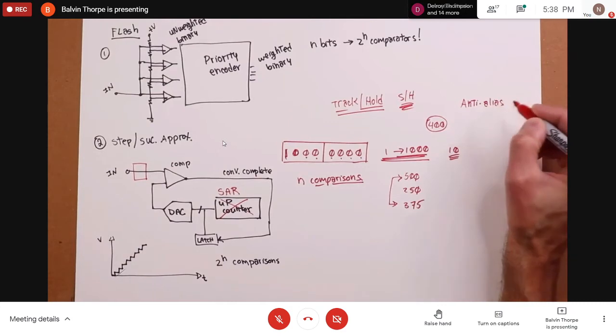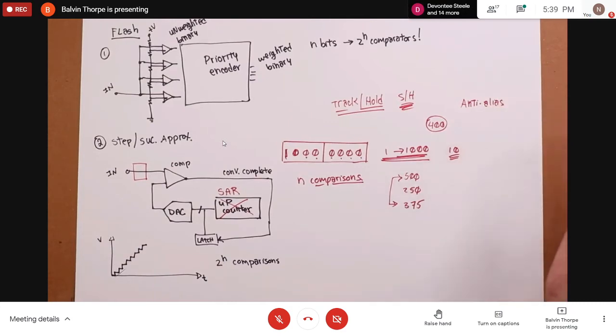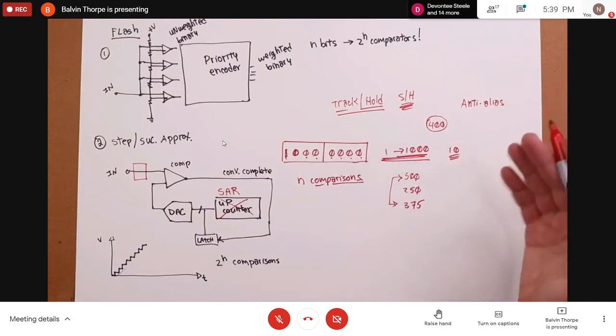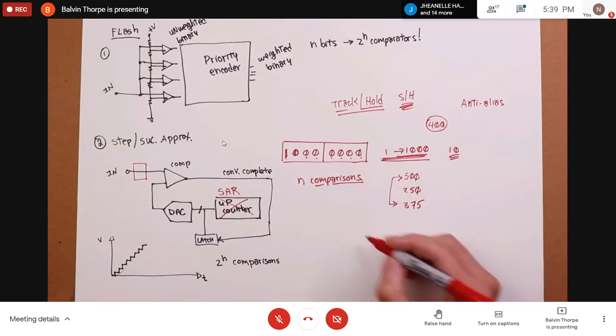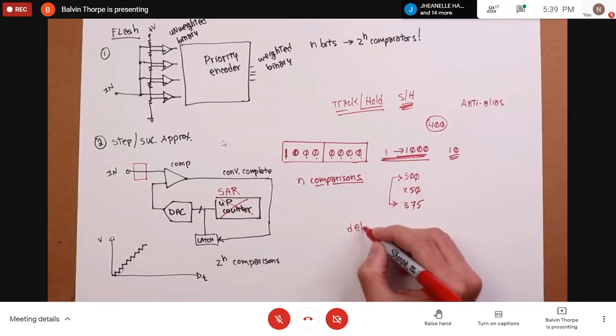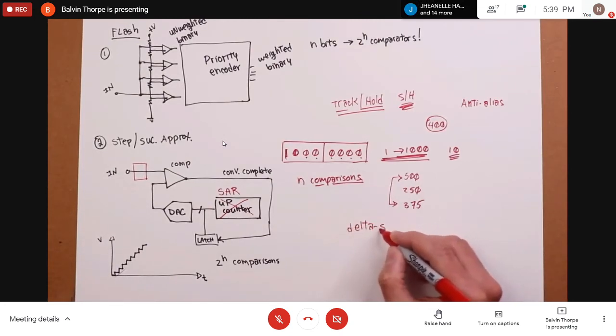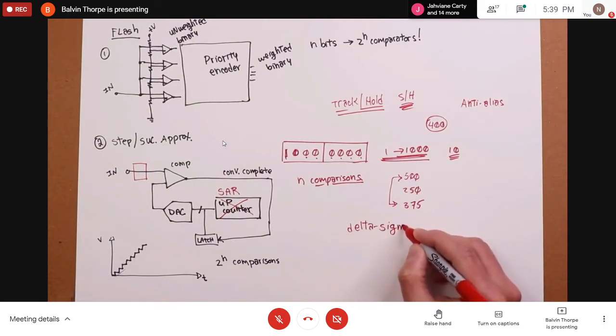So, the F2 there has to be somewhat less than the sampling frequency divided by 2. Another possibility, which I'm not going to discuss here, but for very high resolution converters, we now use a technique called delta sigma. Sometimes it's called sigma delta.